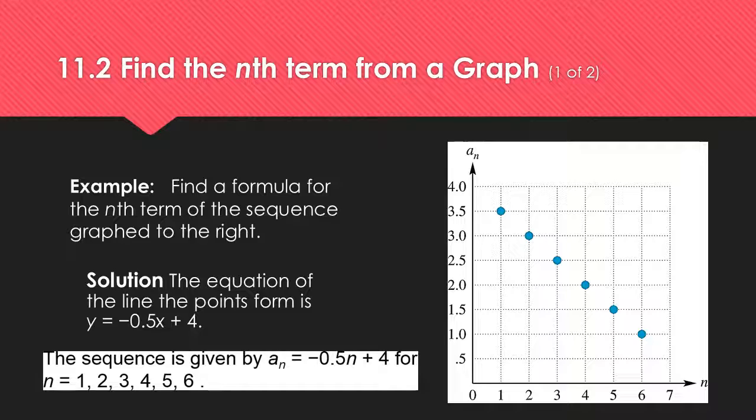And we need to specify our domain. Our domain goes from 1 through 6. So n equals 1, 2, 3, 4, 5, and 6.